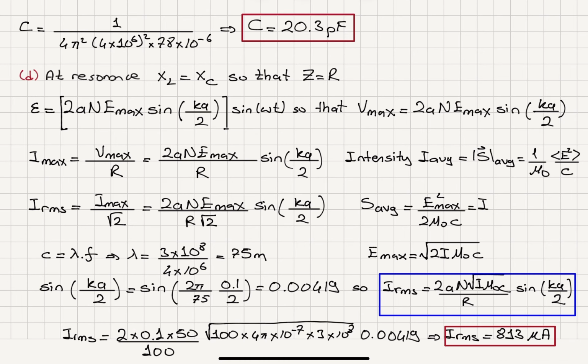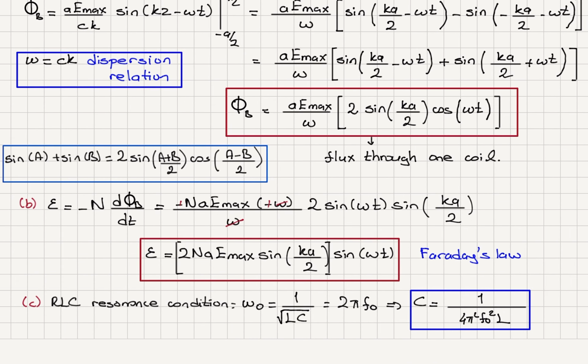Okay. So in this part of the problem, we calculated the induced EMF using Faraday's law, epsilon equals minus N d phi B dt. We already know the flux through one coil. We take a derivative with respect to time, and we obtain the amplitude of the induced EMF, 2 N A E max sine Ka over 2. It's oscillating in time with this sine omega t term.